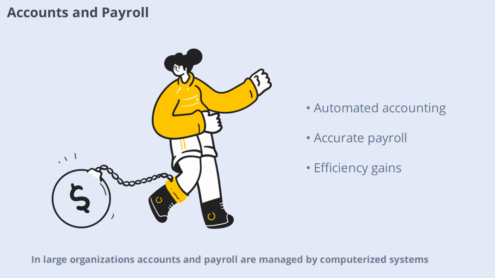In large organizations, accounts and payroll are managed by computerized systems. These systems handle repetitive tasks with high accuracy, ensuring that financial records are maintained correctly and employees are paid on time. Automation in accounting reduces errors and increases efficiency.